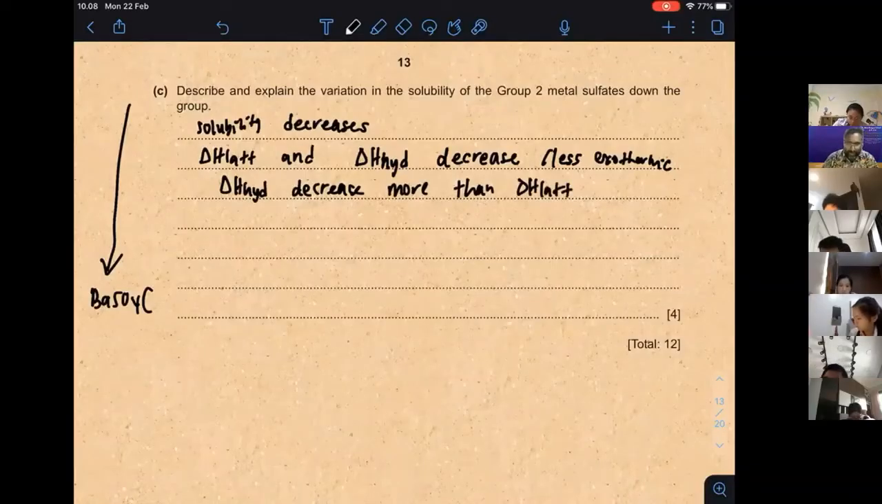and this is going to make the enthalpy of solution become more endothermic, or more positive, because the more positive it is, the less soluble it is. So this is going to become more endothermic.